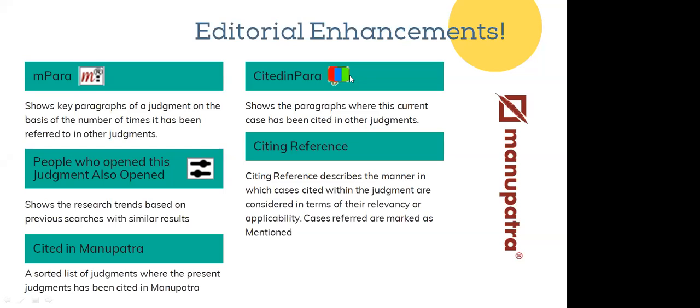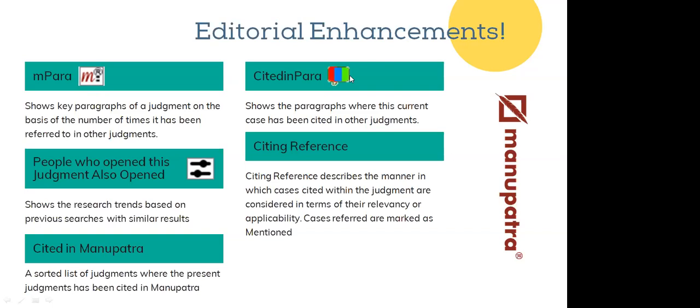Lastly, the feature is Cited in Manupatra. Again, we have the most comprehensive legal research database in India. Through this feature, we provide you all the judgments and documents where a particular case you're looking at has been referred to on Manupatra. Once you click on it, you get a sorted list that you can go through. Again, it's a mixture of Indian and international cases as well as documents. So whatever relevance you're looking for based on a particular judgment, you can get that.